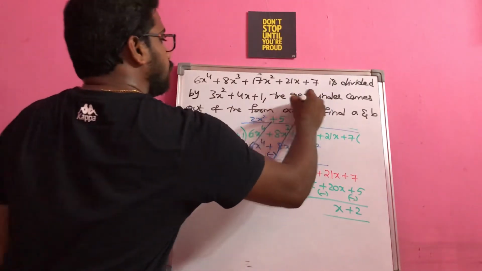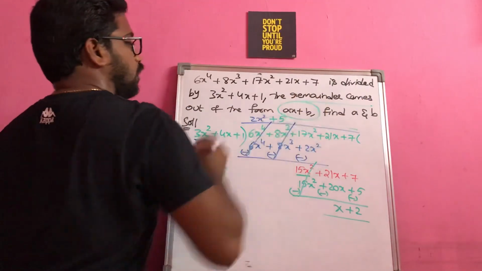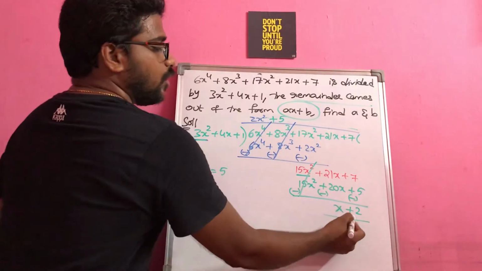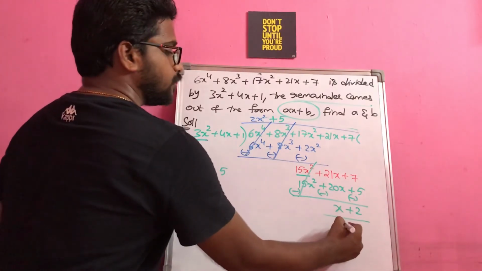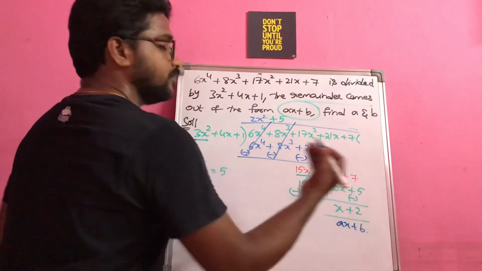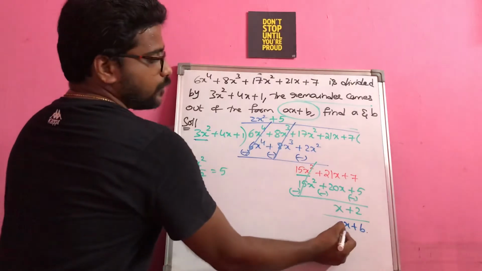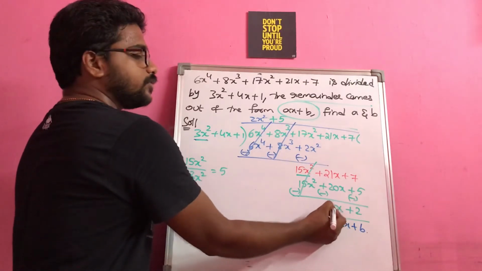They are saying that the remainder comes out to be of the form ax plus b. That means this is of the form ax plus b. That is what their meaning is. So how to get the value of a and b? Here the x coefficient is a, here the x coefficient is 1.